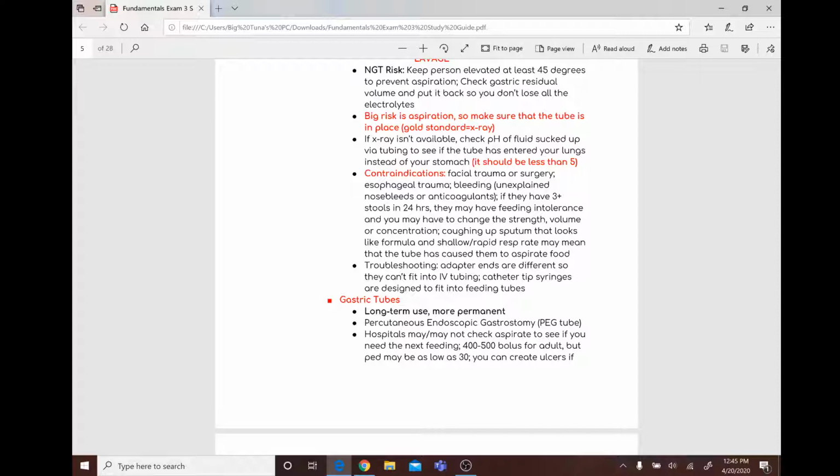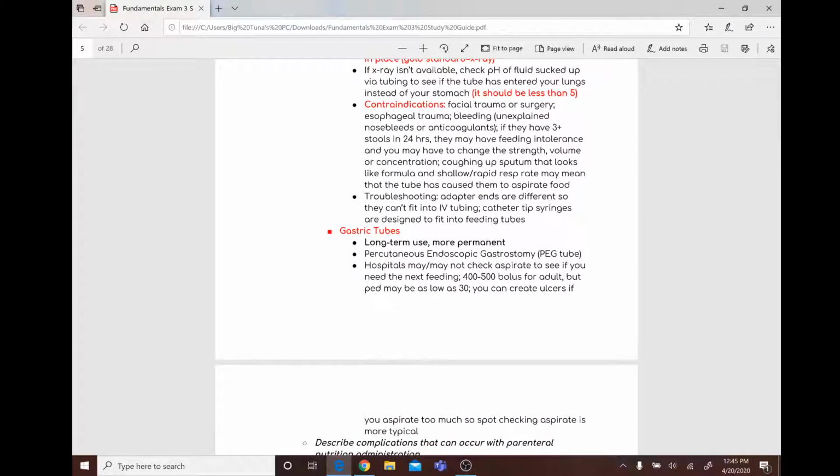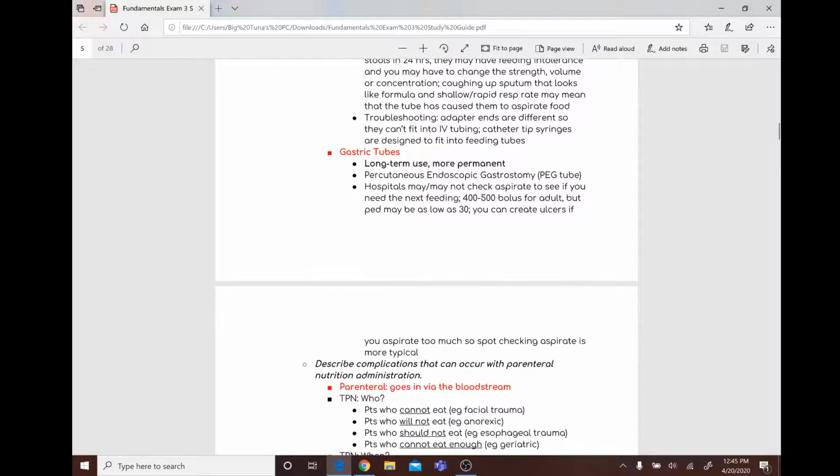Facial trauma, surgery, esophageal trauma, bleeding because of unexpected nosebleeds or anticoagulants, 3+ stools in 24 hours, feeding intolerance. You may have to change strength, volume, and concentration. Coughing up sputum that looks like formula may mean that the tube has caused them to aspirate food. All right. Gastric tubes are long-term use and more permanent. They're like PEG tubes.